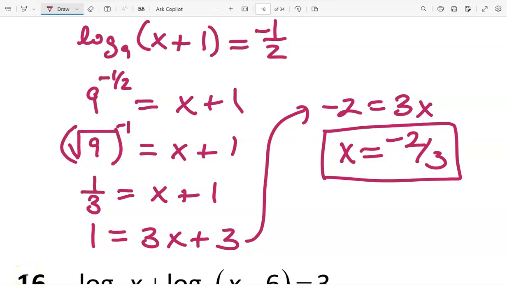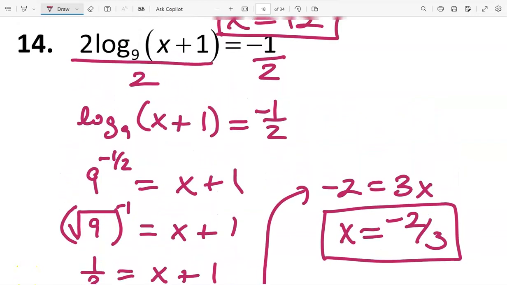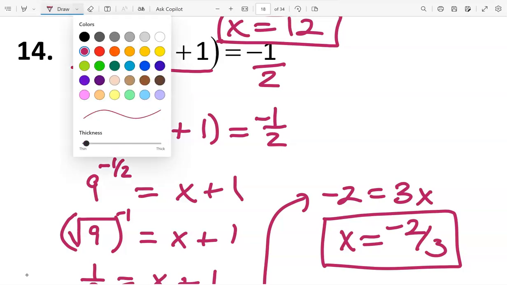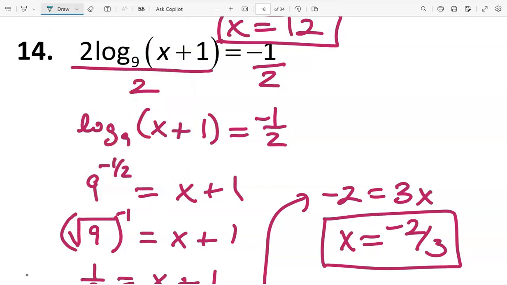For a logarithmic equation, we may want to check the solution to ensure that there are no logs of negative numbers. And if we replace x with negative 2/3, then the argument of this logarithm is negative 2/3 plus 1, which is 1/3. That's a positive number, so this is a valid solution.